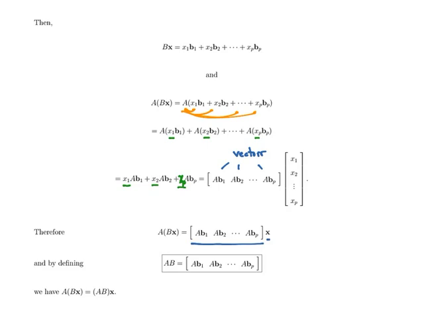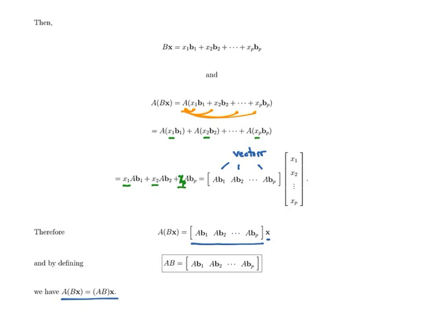And if I get rid of the x's, I am left with the definition of AB, which is going to be written as these columns: Ab1 in the first column, Ab2 in the second, and then Abp in the pth column. And we also showed that A times Bx is equal to ABx. We could multiply the matrices first and then multiply by x, or we can multiply by x first and then by A.